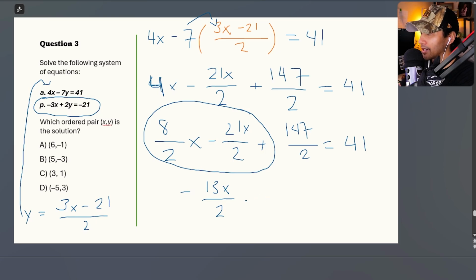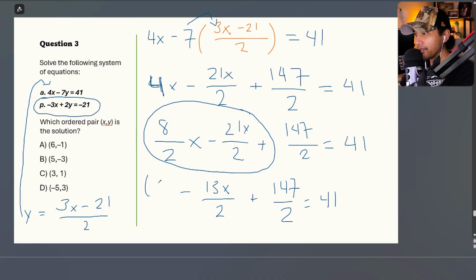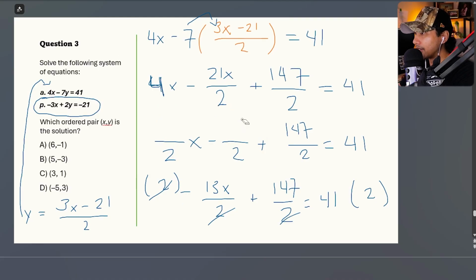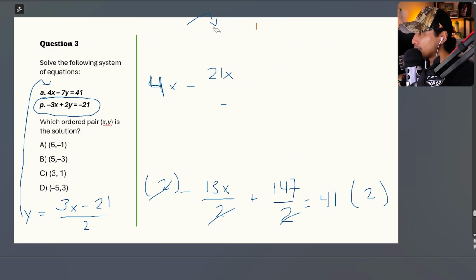Minus 13x over 2 plus 147 divided by 2 equals 41, okay? And what I would do here to get rid of the fraction is multiply each side by 2. So what's happening is we are just getting rid of the 2 here. So get rid of that, okay? And then we're going to continue solving at the top.